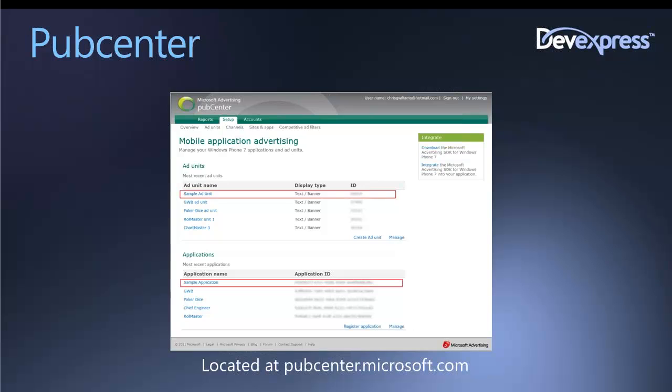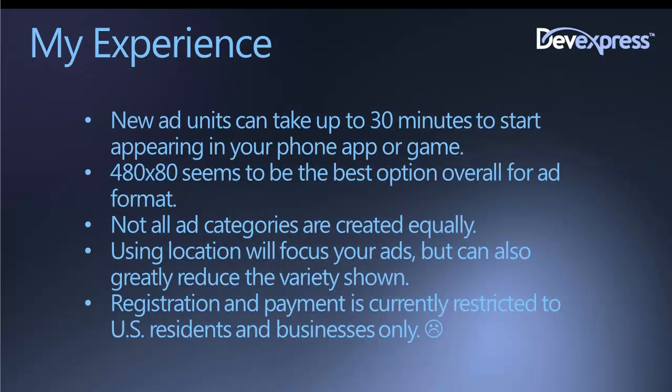So again, you can get to all of this by going to pubcenter.microsoft.com, sign in with your Live ID, create an account if you haven't already, and then go in. You're going to create your application and then your ad units. I want to talk a little bit about some of the stuff that I've learned from working with these, and then we'll jump in and do some demos.